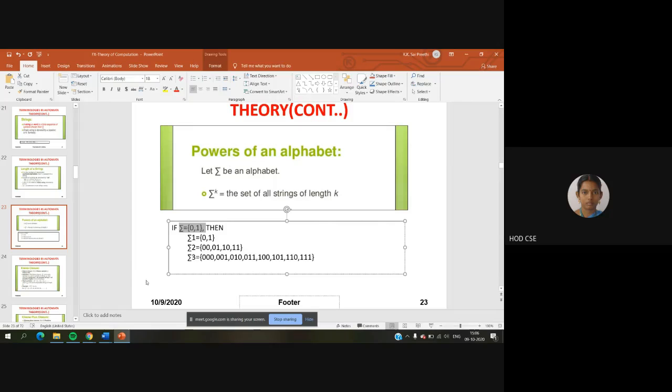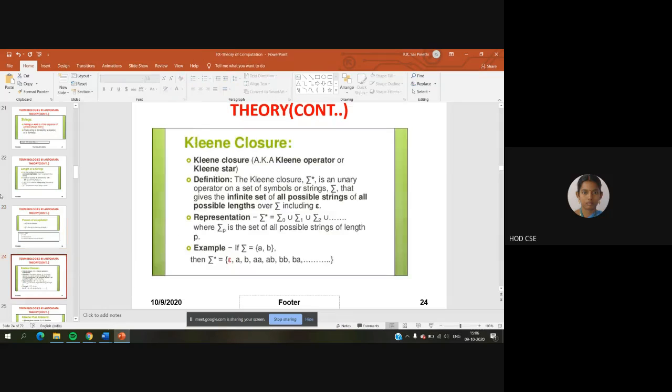Okay, this is about the power of alphabet. Next is a very important definition called Kleene closure, which is represented by the star symbol. This is the operator. In mathematics, we have values, and the values are applied in an operation, then we get the result. For example, 5 and 3 are two numbers. By applying multiplication, we get 15 as the result. Applying plus, we get 8.